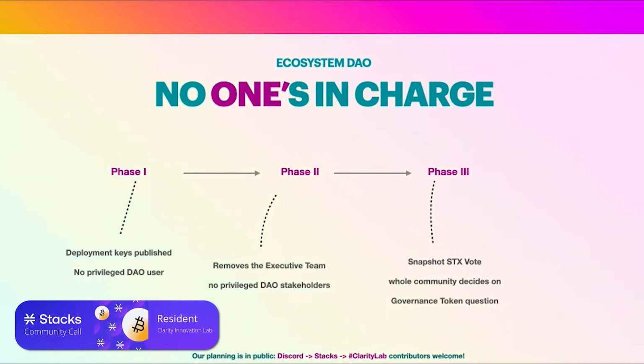Nobody is in charge, quite literally. After speaking to people across the community and thinking about the legal and regulatory problems of DAOs in general, we're going to go with a fully decentralized DAO launch. And this is actually possible because phase 2 can, through the DAO's own mechanisms, deactivate the privileged role of the executive team as the DAO moves forward.